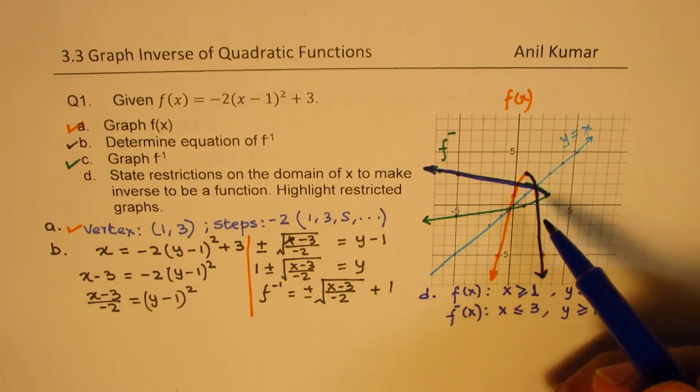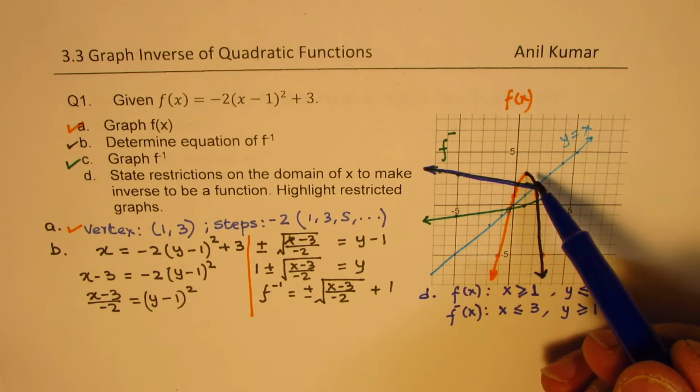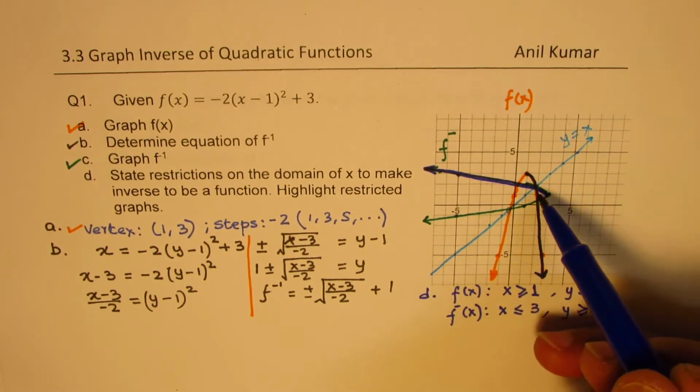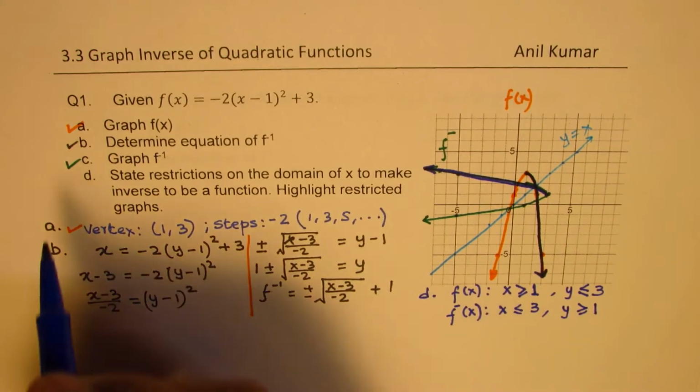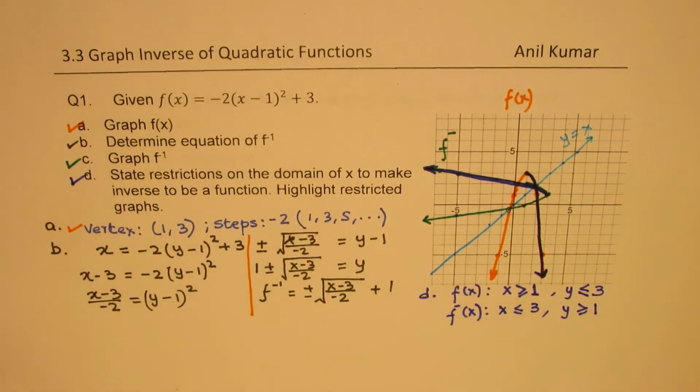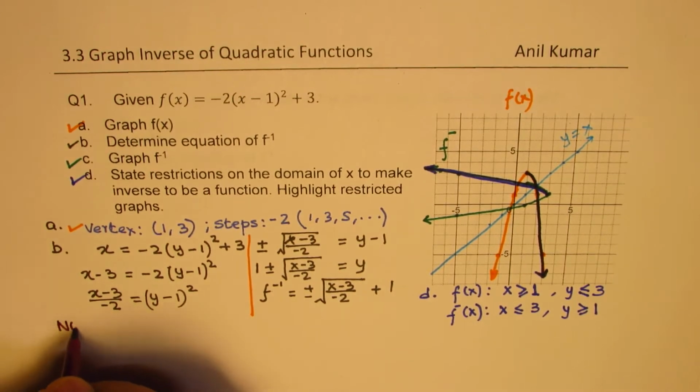Otherwise, you can always remember that if you are restricting to the right-hand side, it is the upper portion of the parabola which is showing left. So I hope that helps, right? So we have done part D also, and that is how you should be sketching the graphs of your quadratic functions, inverse and their graph, correct? Now let me summarize a few things which we have seen in this particular example, and I'll put them as a note here.